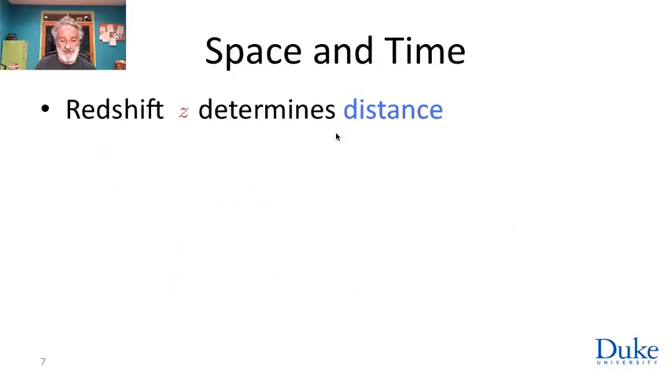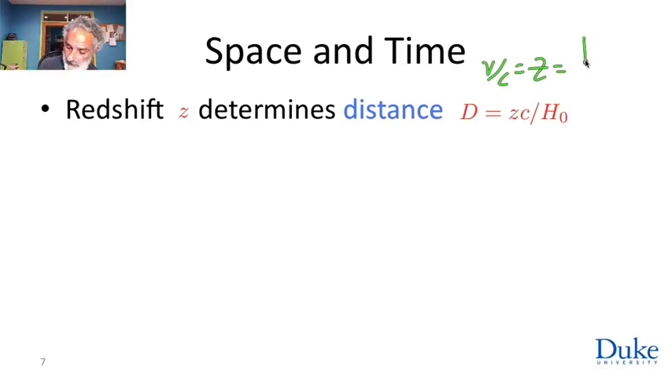But first we can get even more out of this story. Remember that the redshift z determines distance, at least for small z where the Newton approximation holds, as v over c is z, and v over c is therefore H0 over c times d, and so d is zc over H0. So if you know the redshift, you can figure out the distance.